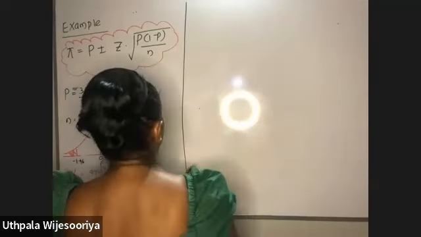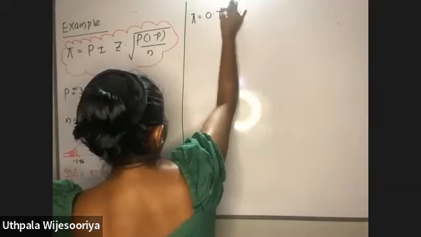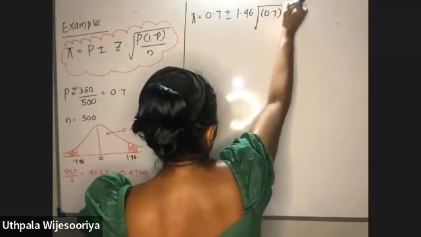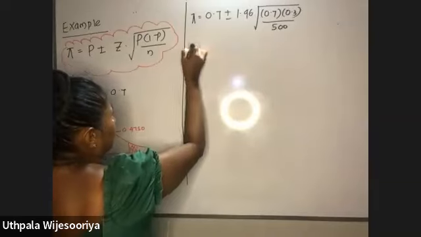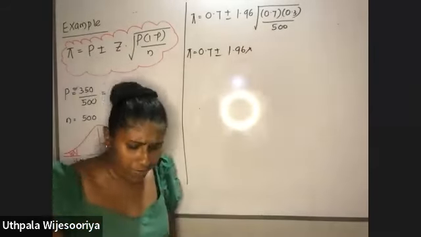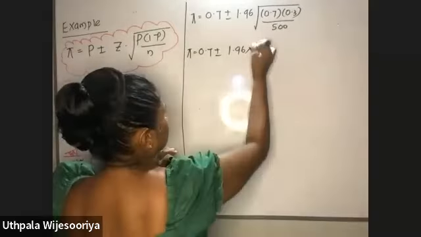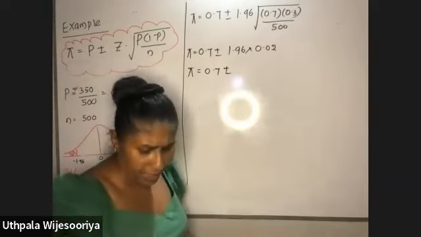Pi is equal to 0.7 plus or minus 1.96 into the square root of 0.7 into 0.3 over 500. So 0.7 into 0.3 divided by 500, the square root of that. What is the answer? 0.02. So 0.7 plus or minus 1.96 into 0.02.